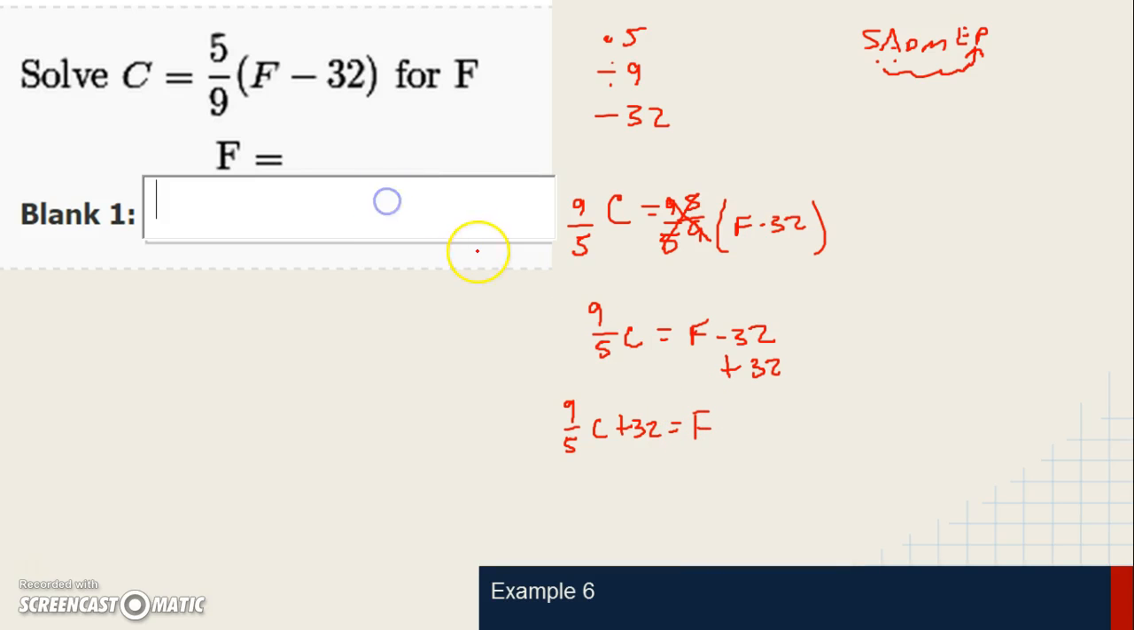And I'll go ahead and type this in up here. 9c divided by 5 plus 32. Why did I put the c in the numerator? Well, this is being multiplied, so I've got 9 times c over 5.